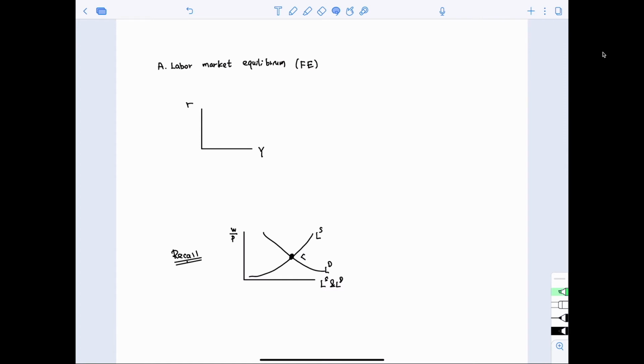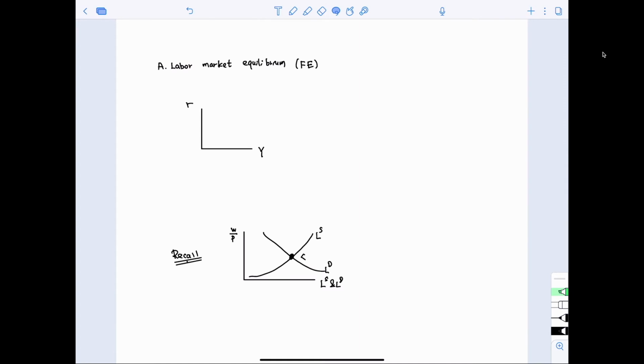Therefore, when we want to come up with the labor market equilibrium diagram and the relationship between R and Y, we know the labor market equilibrium has nothing to do with R. What we know is that from the classical view, the labor market equilibrium is determined by the labor supply and the labor demand.